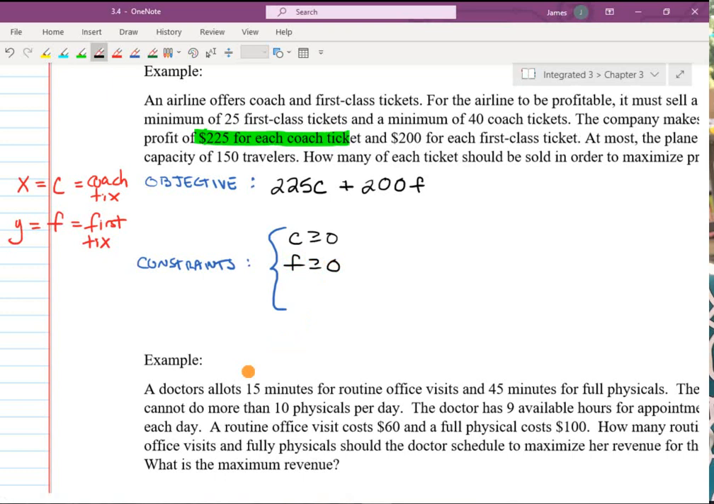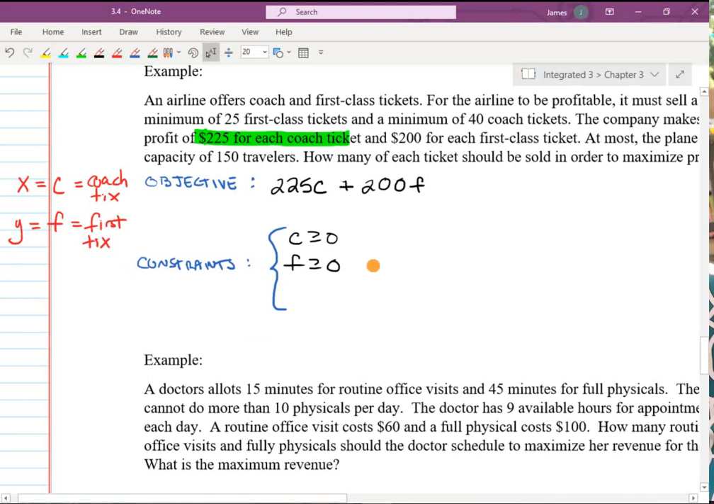Basically saying I cannot pay somebody to ride on my airplane, because that's what a negative price or negative coach ticket would be, right? So those have to be both positive. And at times people forget them, and it doesn't alter the problem. Those are just essentially telling us that when we graph things, we're going to be in the first quadrant.